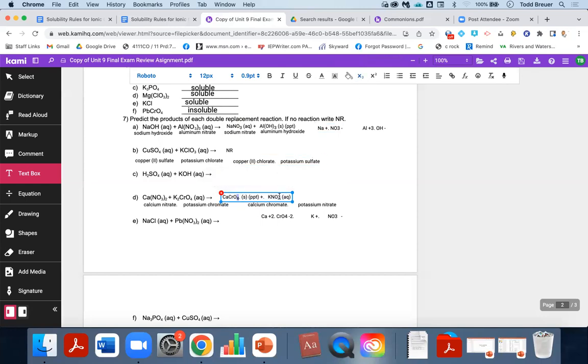So double replacement, you consult the solubility chart. If both of the possible chemicals that form are soluble in water, then you write NR like we did for this example, no reaction. If one of them forms a solid because it's insoluble, then you've got to write products. So let's take a look at letter E. We got sodium chloride.